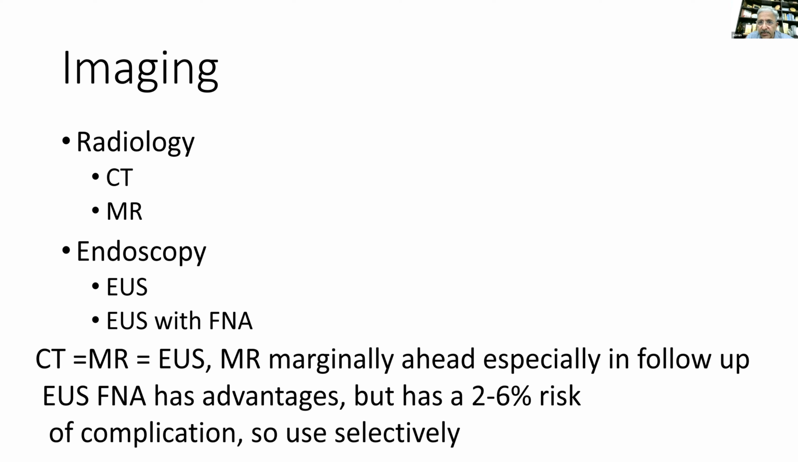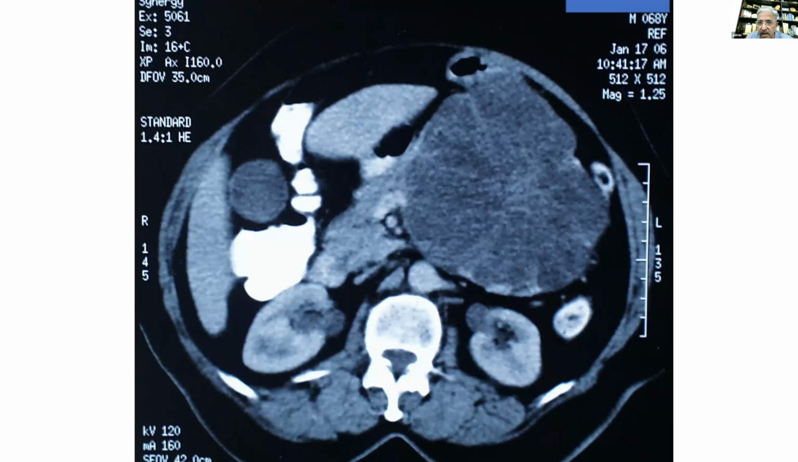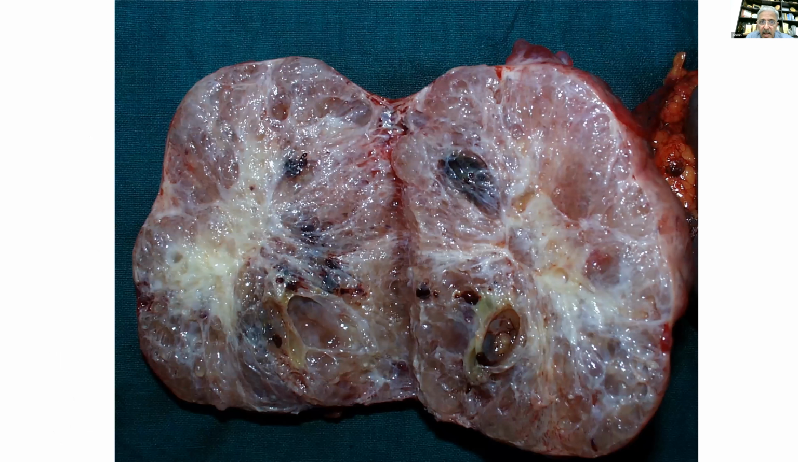Here is another close-up picture of a serous cystadenoma, the central scar, and the typical appearance of the section. This tumor became so large that the patient insisted on having it removed, and only those patients required surgery.